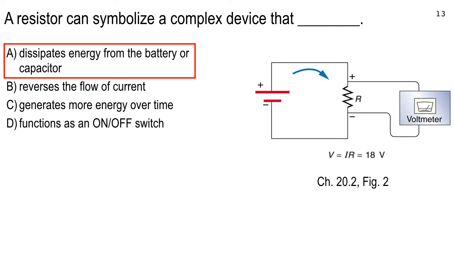Reverses the flow of current. No. C, nobody optioned C. Generates more energy over time. I'm glad to see that. The thing that provides energy to the system is the battery or whatever voltage source you may have, like an electrical generator or a transformer or something like that.